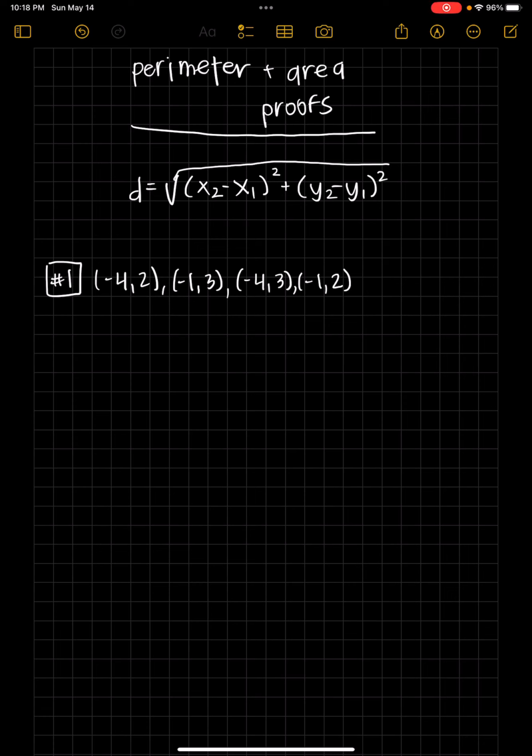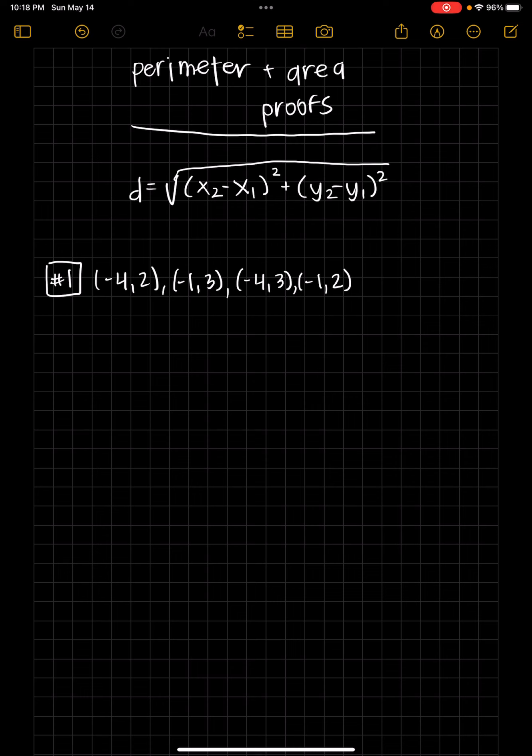Welcome back, everyone. So now we're going to be talking about perimeter and area proofs. Once again, we're going to be using this distance formula pretty heavily because now instead of determining what kind of quadrilateral or what kind of shape these points create, what we're going to be looking for is what the perimeter of the shape is or what the area of the shape is. So for the first two examples, we're going to find perimeters, and for examples 3 and 4 we'll find areas.